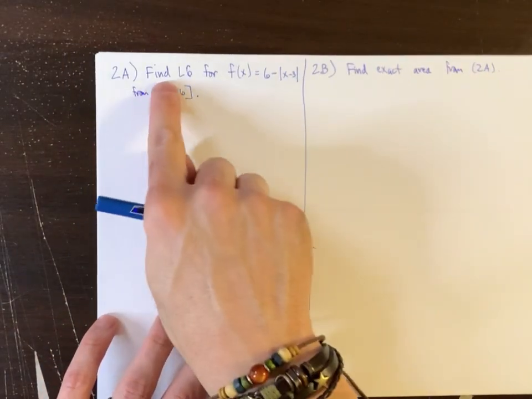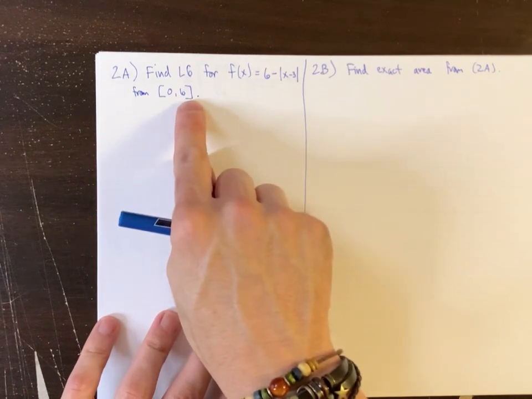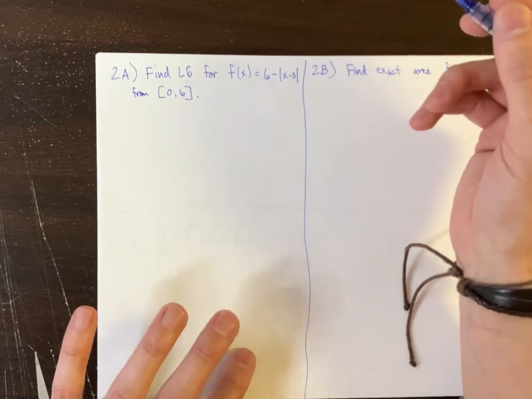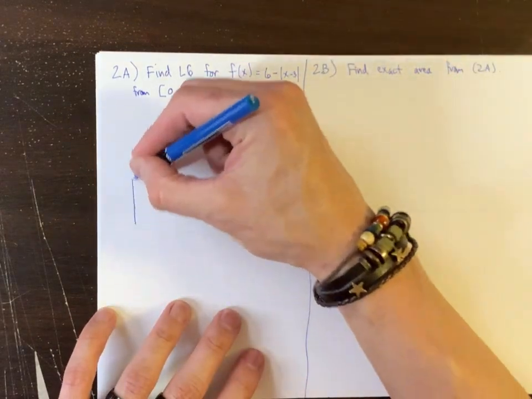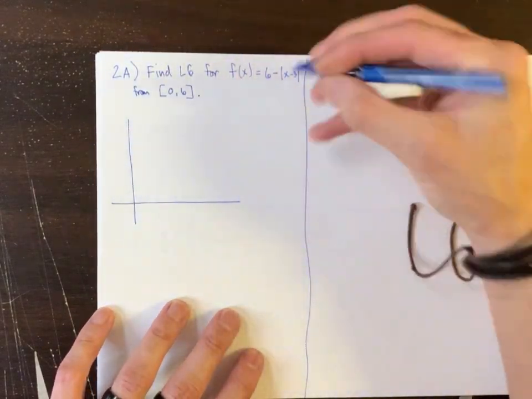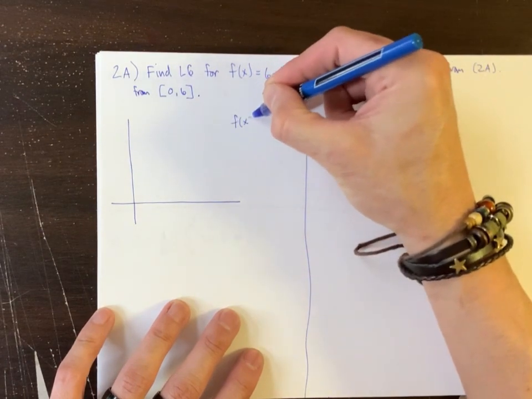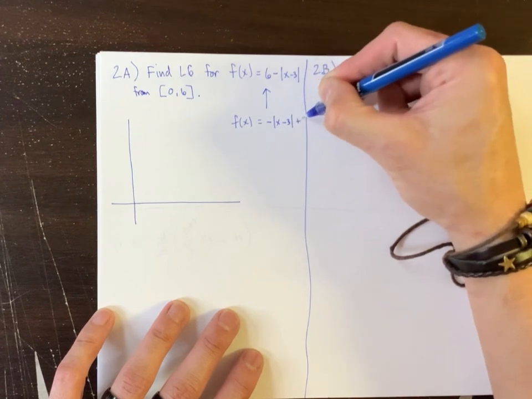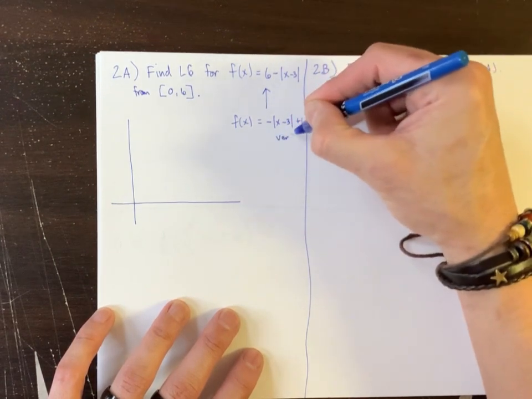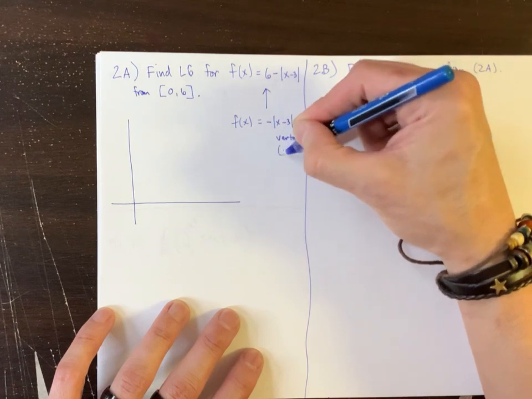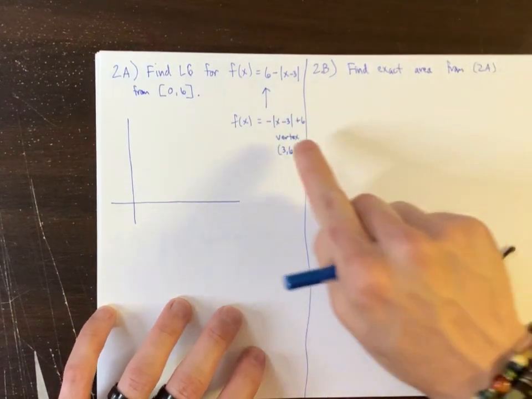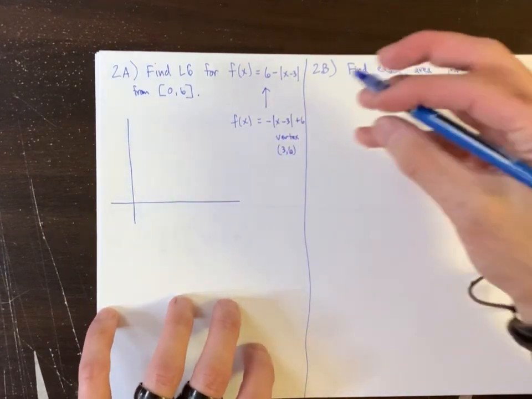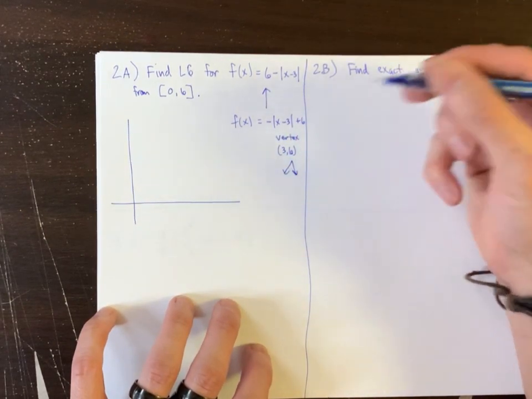Number 2, find L6 for this from there to there, and then find the exact area. So maybe we can make a diagram here of sorts. This would be at 3, 6 with a negative orientation. So look, this equation here, you can rewrite this as f of x equals negative absolute value of x minus 3 plus 6, where the vertex of this absolute value is at 3, 6. You take the opposite of that and you keep that. That's where you find the vertex of this absolute value.